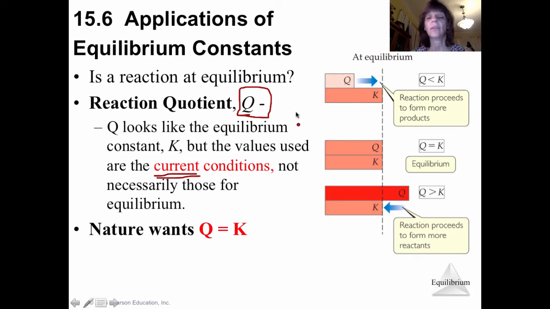So if you use current values and you found that Q equals K, as nature wants, then it means the reaction is at equilibrium. But if you have a Q value that is less, meaning there's probably fewer products, it still needs to go further forward before it has reached equilibrium. If Q is larger, you have too many products, and it needs to go in the reverse direction to make more reactants before it's at equilibrium. Let's try an example.